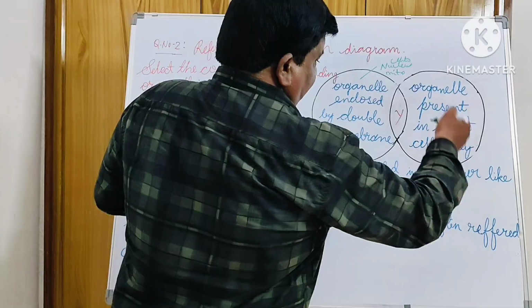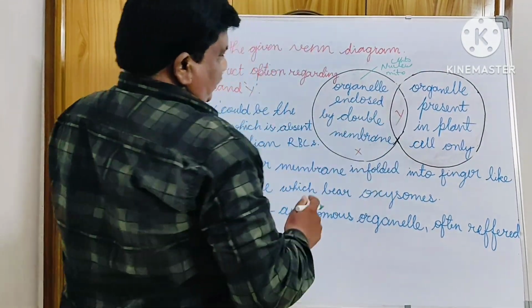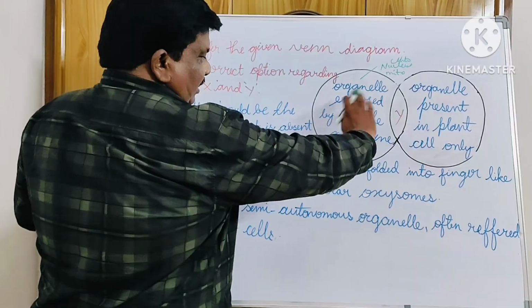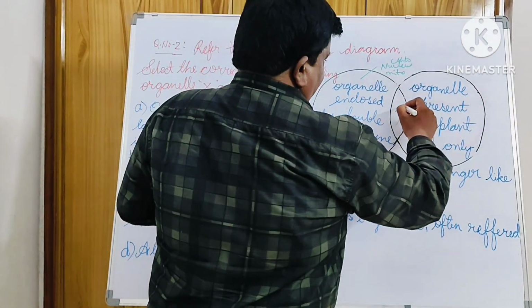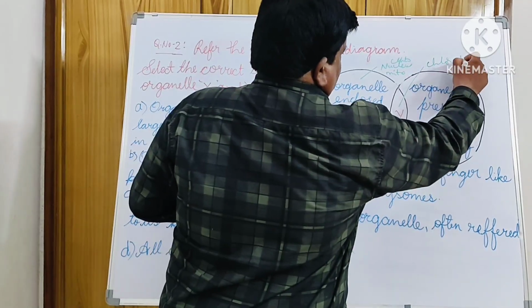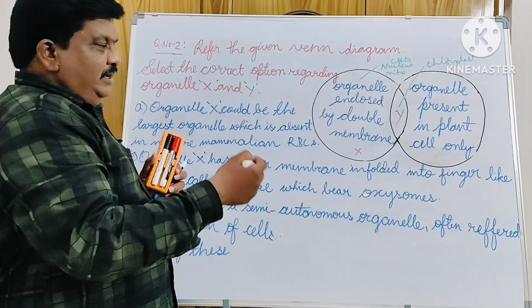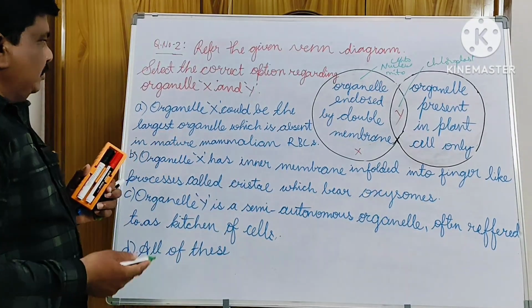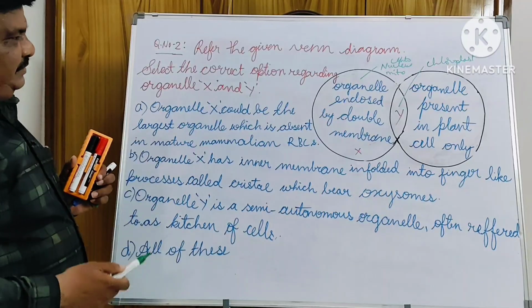Organelle present in plant cells only. So it indicates Y. So Y is a cell organelle, double membrane and present in plant cells. That means surely Y is chloroplast. The double membrane structure present in the plant cell is chloroplast. So we have to select the correct option regarding organelle X and Y.